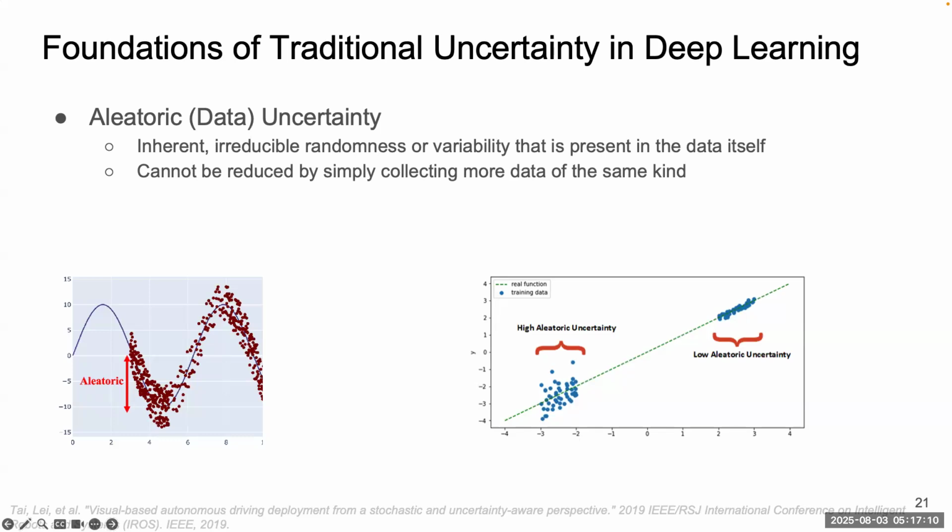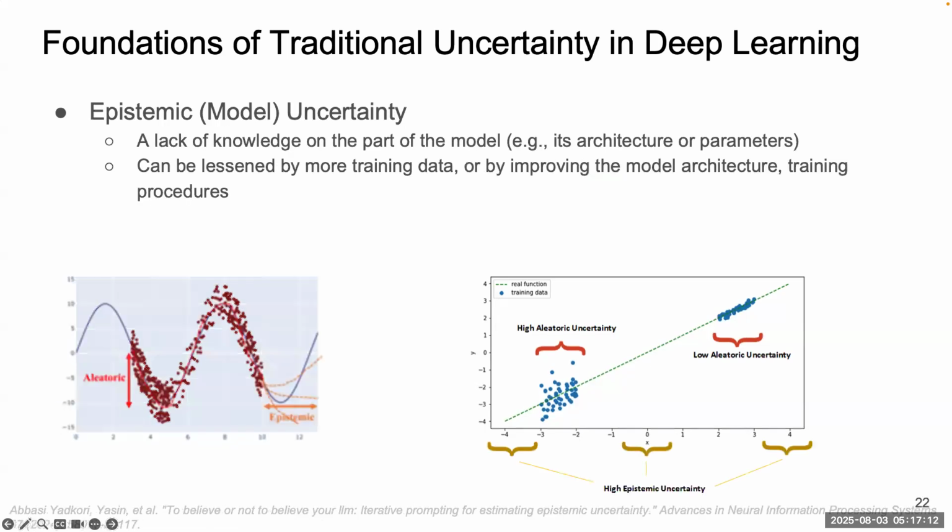And compared to this data uncertainty, or aleatoric uncertainty, there is another type of uncertainty in the traditional uncertainty perspective on deep learning models, which is called epistemic uncertainty. It comes from a lack of knowledge on the part of the model itself. It could be due to the model's architecture, or more commonly, the model just hasn't seen enough diverse, representative training data. That's why it's also called model uncertainty. Unlike data uncertainty, epistemic or model uncertainty can be reduced.